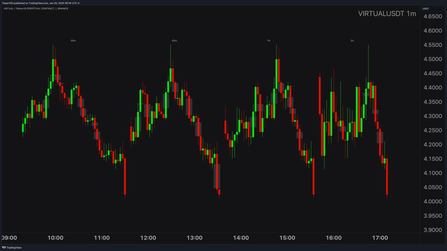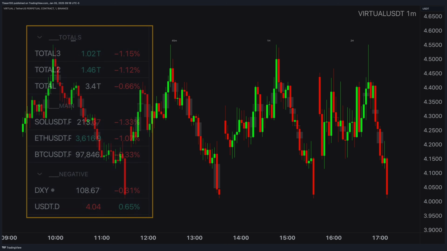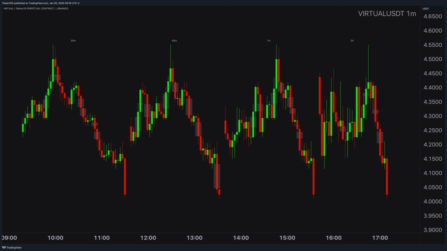Let's talk about what was happening on this lovely Sunday. If you opened the charts today, the first thing you were going to notice was this. Totals were crashing badly, along with all the major coins. Plus, the USDT dominance was really positive. By looking at only this, I can easily say that today was a weak day and taking short trades would be more beneficial rather than long trades.